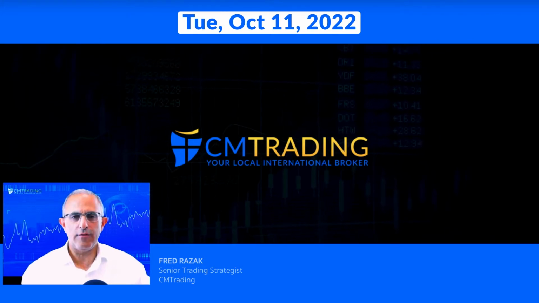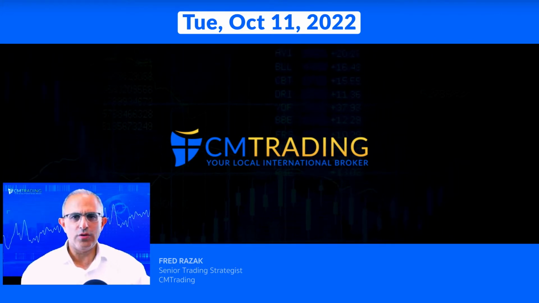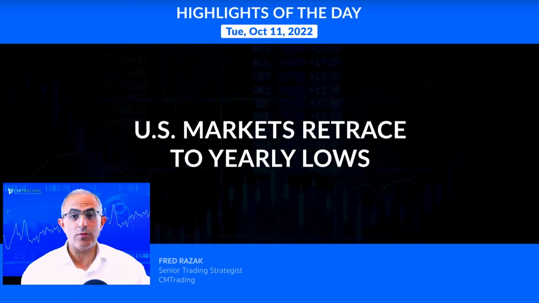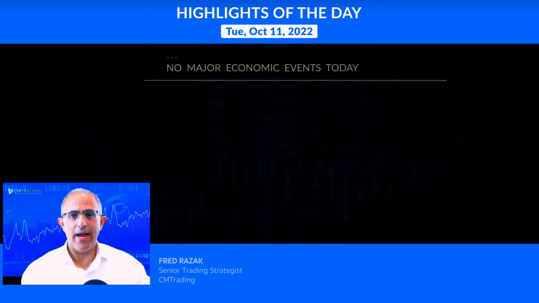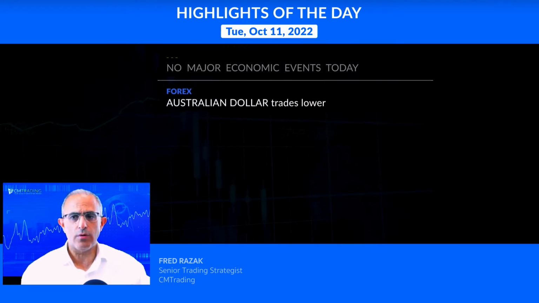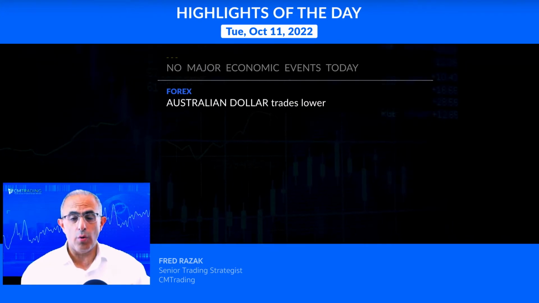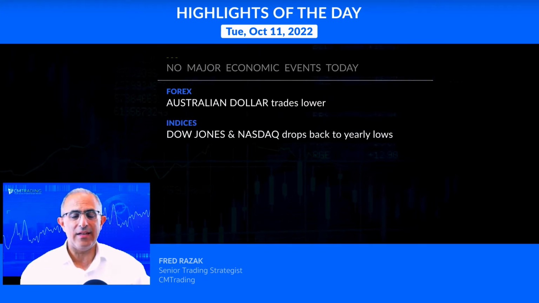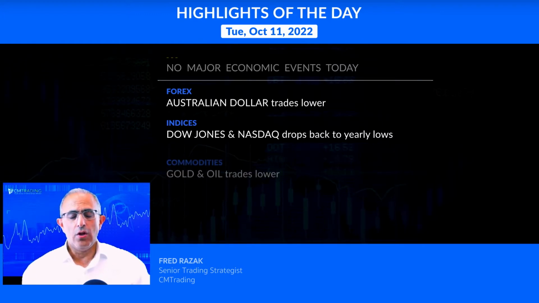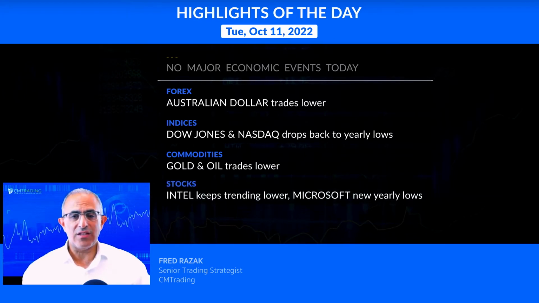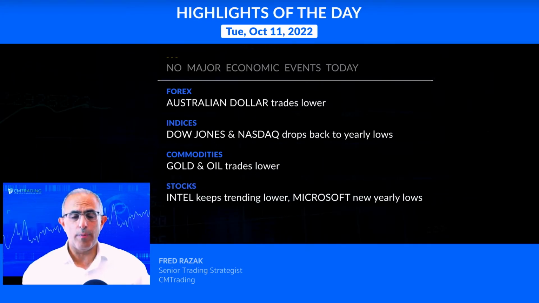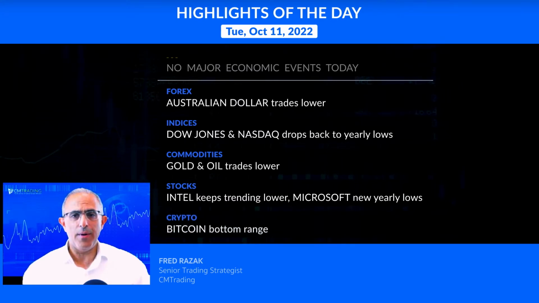Today is October 11, 2022, and today is Tuesday morning. So looking at the highlights of the day, U.S. markets retraced to their yearly lows. No major economic events scheduled for today, but as we look at the various markets, starting out with the Forex symbols, Australian dollar retraces lower. We're going to take a look at that. Indices, the Dow Jones and the NASDAQ back to the early lows as mentioned. Looking at commodities, gold sells off while oil retraces. And looking at the stocks, Intel keeps on trading lower. Microsoft also on new yearly lows. And lastly, looking at cryptocurrencies, Bitcoin on the bottom of the range. So let's take a look at the markets and see what we can expect from today's trading.